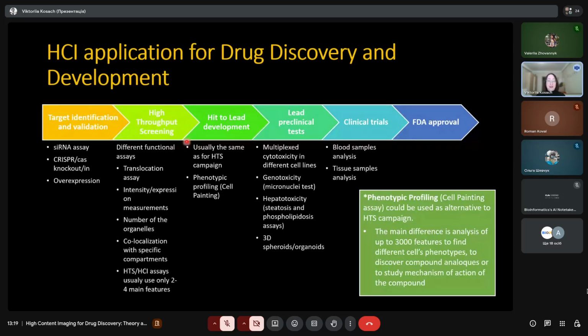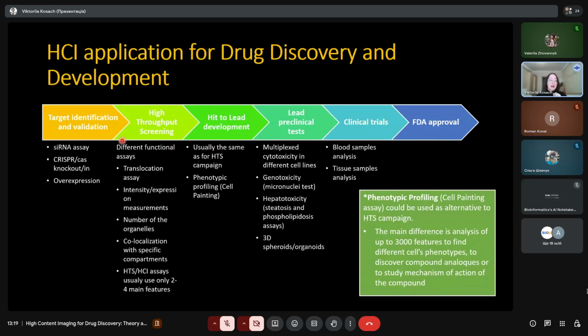However, when you already know your target, you would like to find the compounds or other chemical agents that could influence, inhibit, or activate your target to prevent disease development. For this, there is a stage that is called high-throughput screening. It's a large-scale testing of compounds, starting from 50,000 and up to 1 million in AstraZeneca, for example.